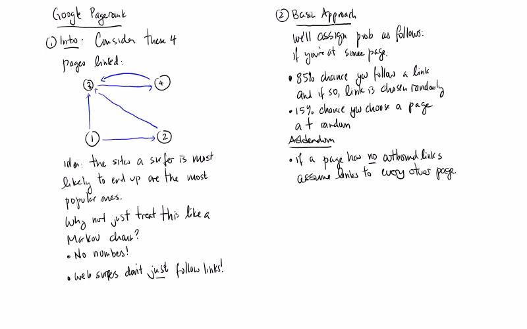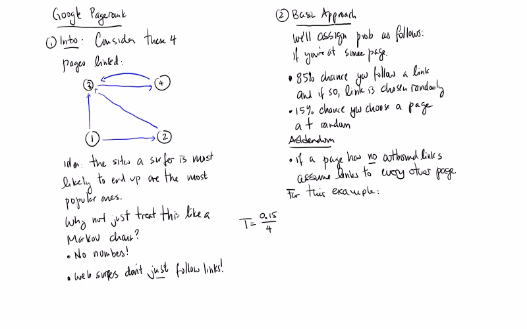So, for this example, this is what would happen, right? So we'll write down the matrix. So this will be our transition matrix. I want to make sure we have enough space here, right? So there's a 15% chance that it chooses a link at random.